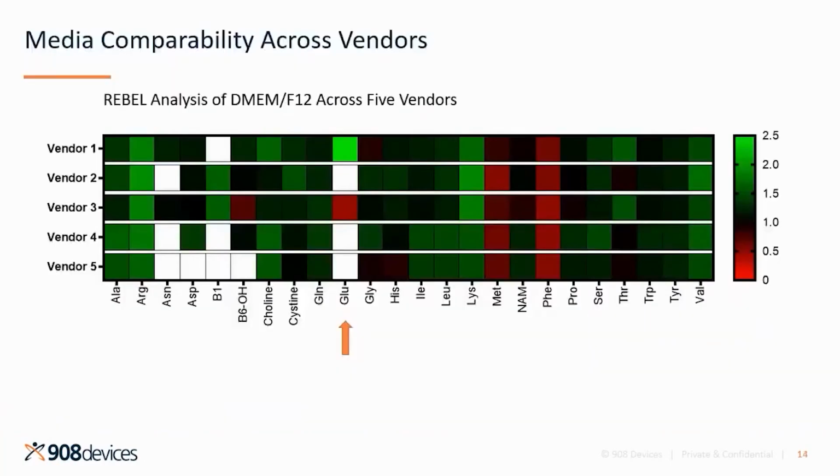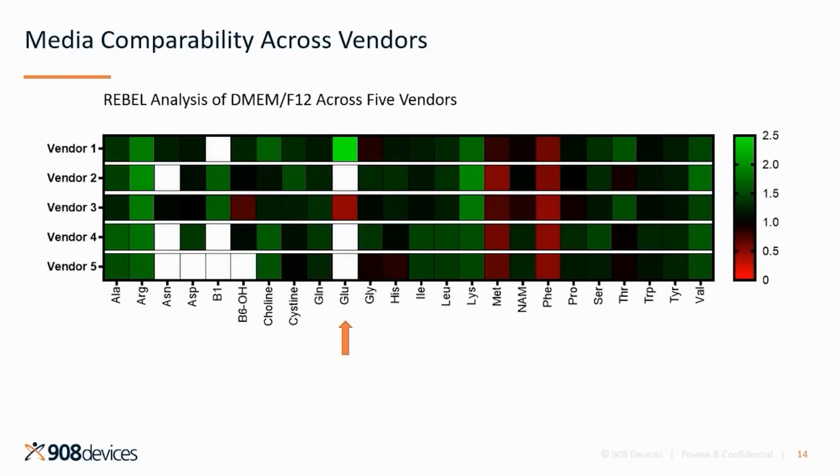One of the most used cell media types is DMEM F12. DMEM F12's formulation is well known, and it can be purchased from numerous vendors. We wanted to take a glimpse into the consistency of DMEM F12's media across several providers. The values were normalized to vendor-supplied formulations.